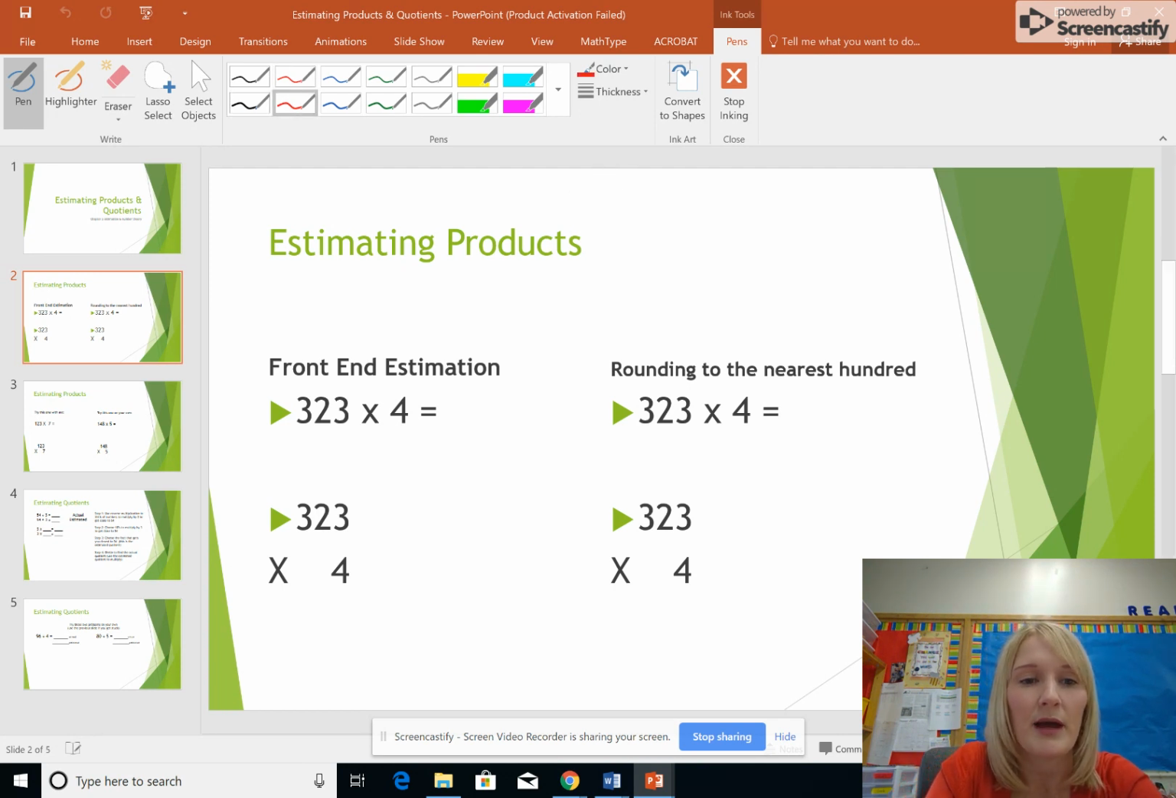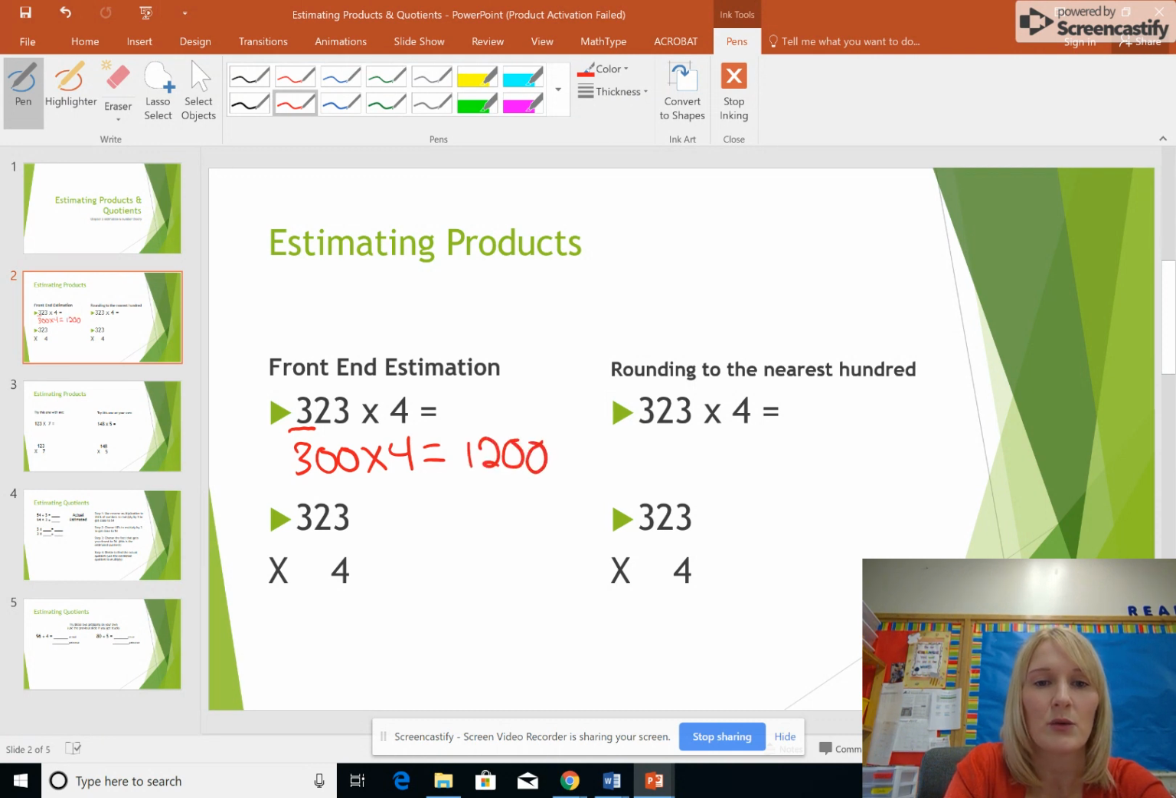Remember, when we front-end estimate, we're going to look at the highest place value, which is the hundreds. We're going to look at the value. There's a 3 in the hundreds place, so I'm going to turn 323 into 300. I'm going to multiply it by 4. 3 times 4 is 12, and I tack on 2 zeros. So my product for 323 times 4 should be about 1,200.